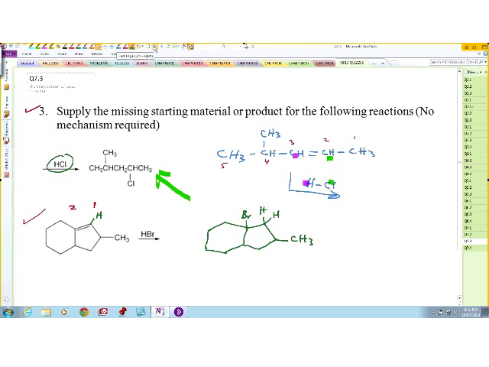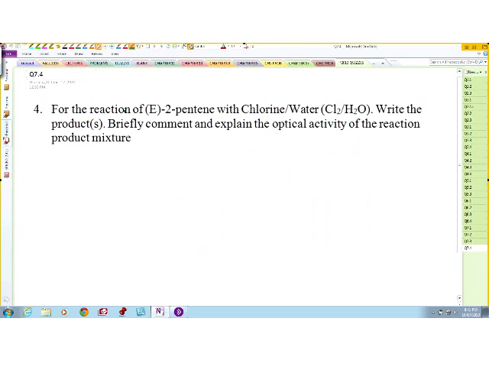Okay, let us see here the last one. Okay, Erin, can you read this for us? The reaction of E2-pentene with chlorine water. Write the product briefly, comment, and explain the optical activity of the reaction process. Okay, thank you. So for the reaction of E2-pentene with chlorine water, this is chlorine water here. Write the products and briefly comment and explain the optical activity of the reaction mixture.